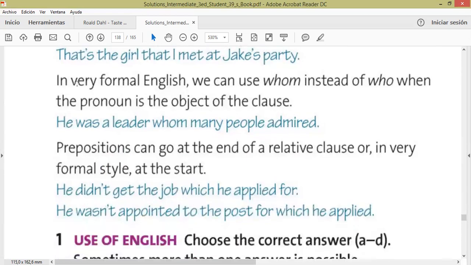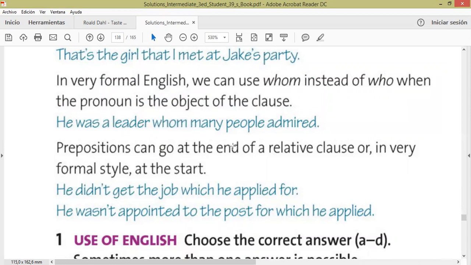On the other hand, in very formal English, we can use whom instead of who when the pronoun is the object of the clause. Let's read the example. He was a leader whom many people admired. So, instead of using who, we're going to use whom. And we can see that whom is replacing the object of the clause. Many people admired that leader. So whom, which is referring to this leader, is the object of the clause. Let's see the final aspect.